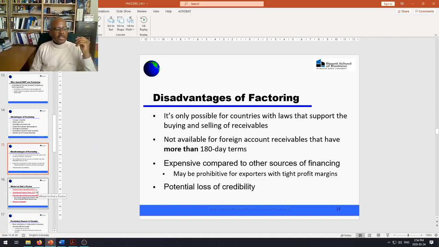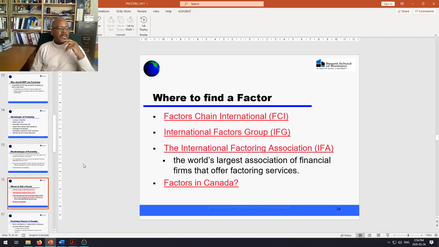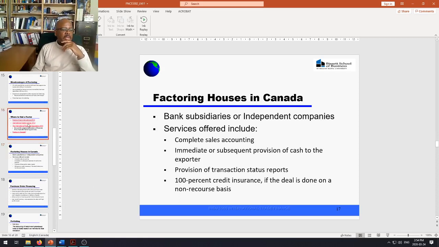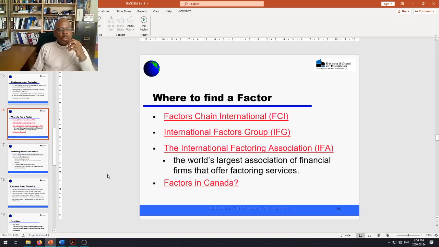Where can you find a factoring house? In Canada, here are some. Globally speaking, FCI, the Factors Chain International, is probably the first place you should go to find a factoring house. They also work with the World Bank to promote factoring a lot. So that's it for short-term financing. Now, when it comes to medium-term financing, essentially, we can look at some methods.